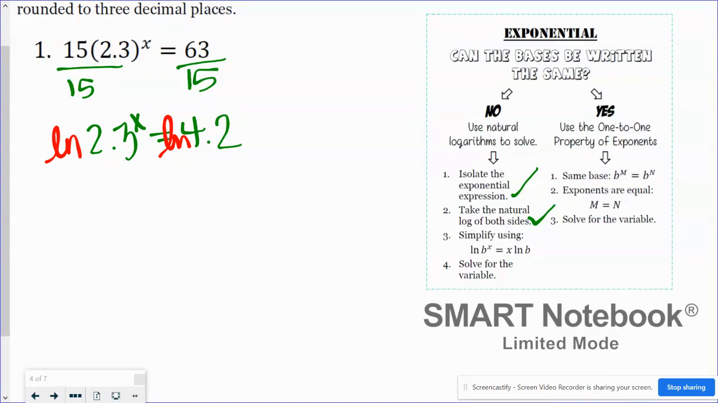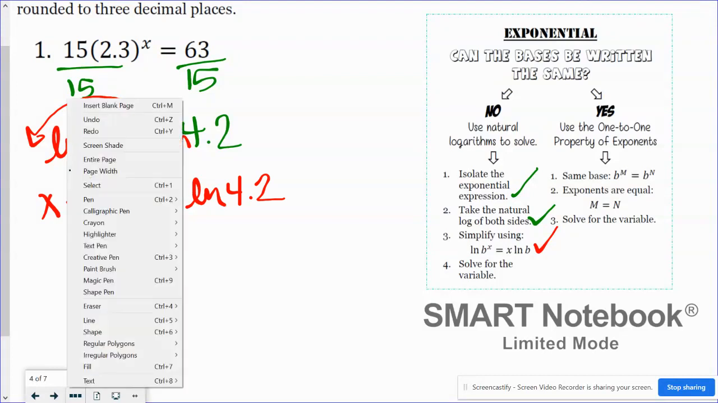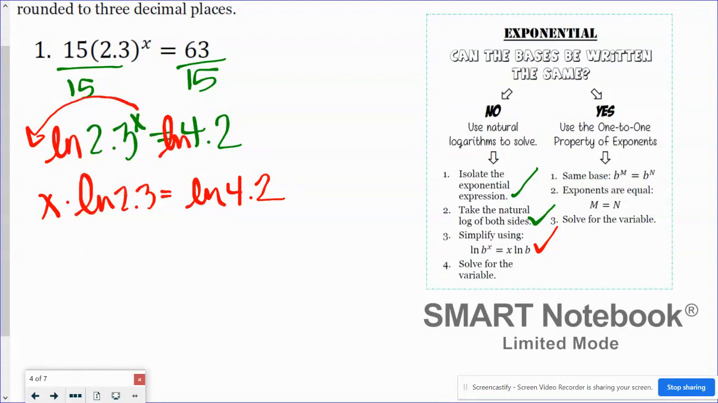Step 3, simplify. Remember, we take the natural log, the exponent is free, so it's going to come out in front. So now I have x times the natural log of 2.3 is equal to the natural log of 4.2. And then step 4, solve for the variable. In order to get the variable all by itself, I'm going to have to divide both sides by the natural log of 2.3.